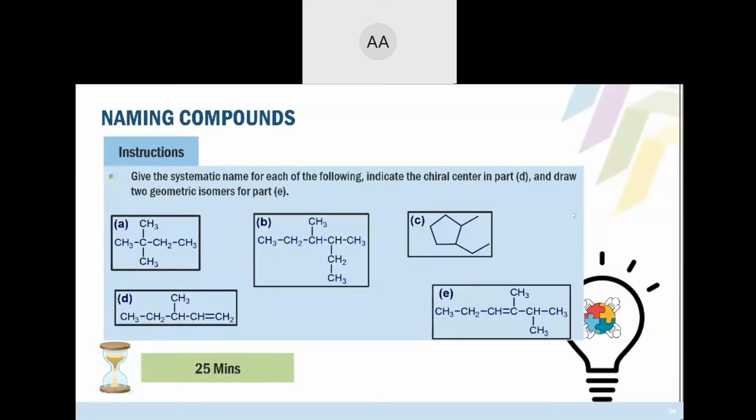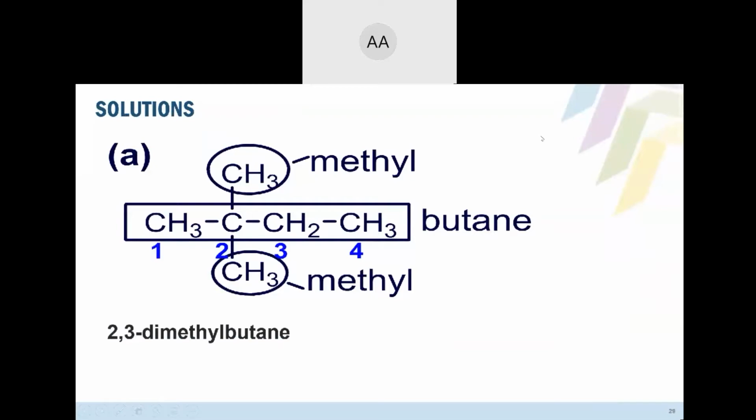Okay, so that's your 25 minutes up. Let's start going through the answers for solution A. So what do we have here? 2,3-dimethyl butane. So you can see that we've got 2 methyl groups and they are both on carbon number 2. So can you tell me if that name that you see there is correct? 2,3-dimethyl butane.